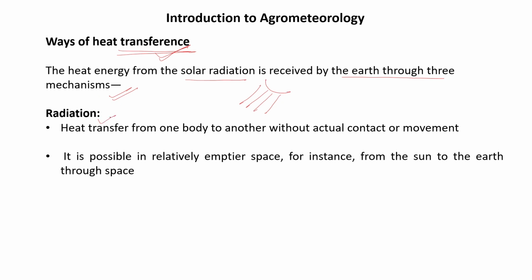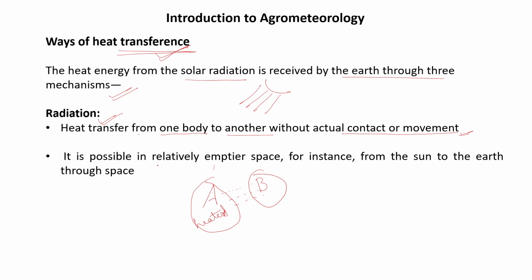The first one is radiation. Heat transfer from one body to another without actual contact or movement. There is no contact between the two objects, and the heat transfer is taking place from A to B. Suppose this object is heated and it transfers heat to B, which is not heated. So the heat transfers to B. Okay, so this is the radiation process.